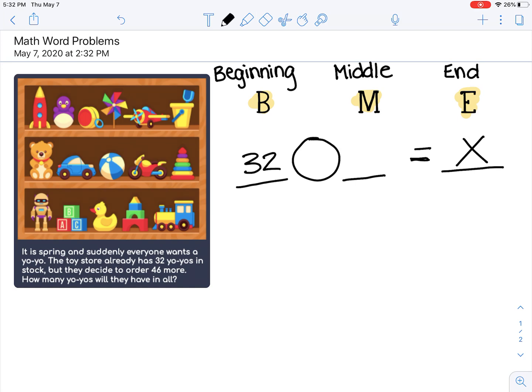So again, they start with 32. They decide to order 46 more. And because they order more and they want to know how many yo-yos they will have in all, we can know that this is a plus sign.